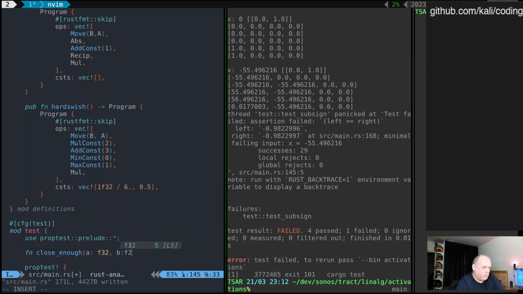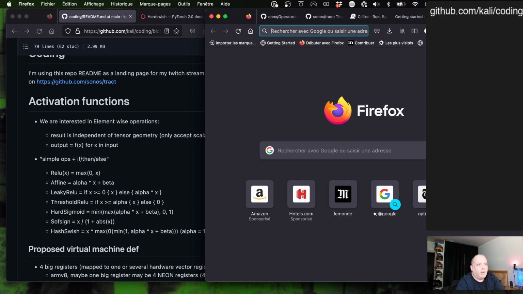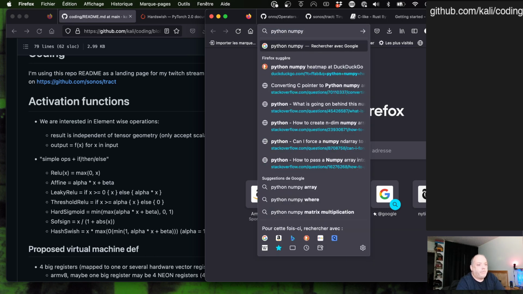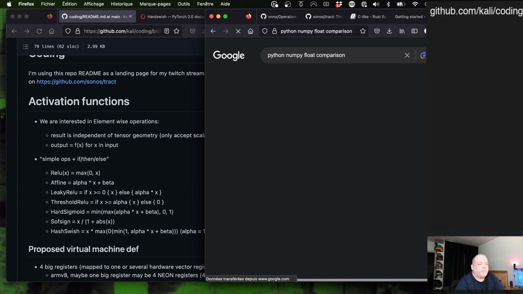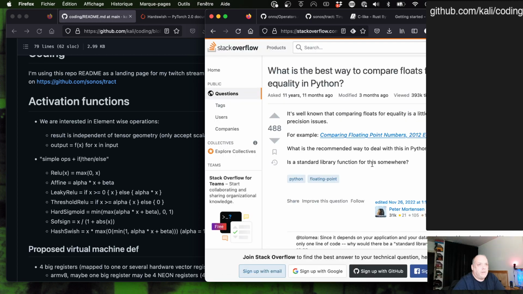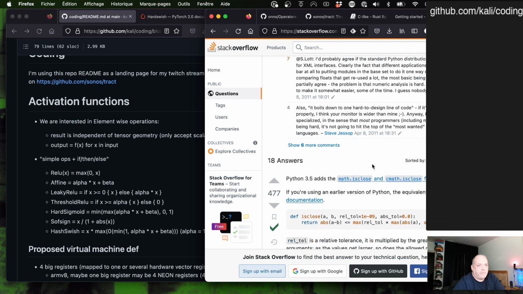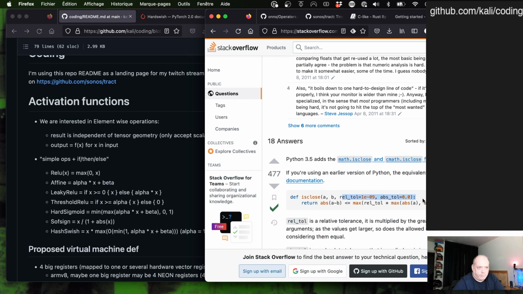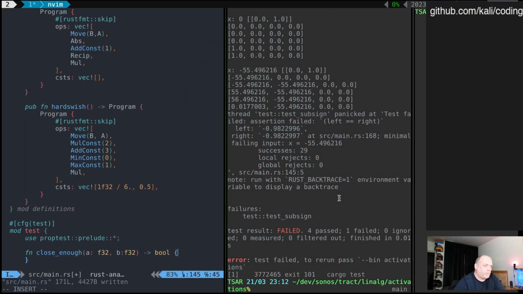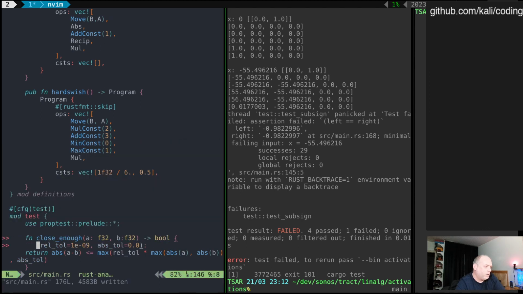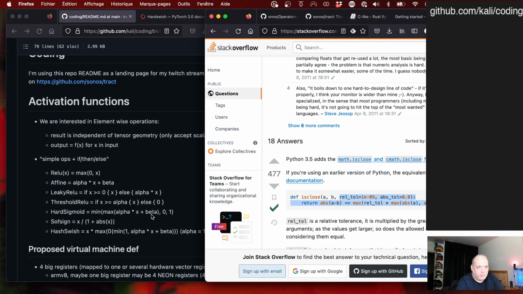F32, B, F32. And going to return the bool, and I'm going to steal Python NumPy float comparison. Yeah, almost equality. So usually they have this. Yep, that's what I want. So the idea is to have both a relative error and an absolute error, and you must satisfy both criteria. So yep, that's the problem with floating point. Floating points are a total mess.